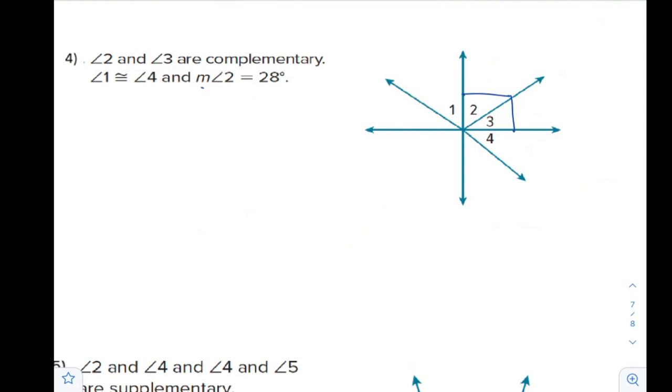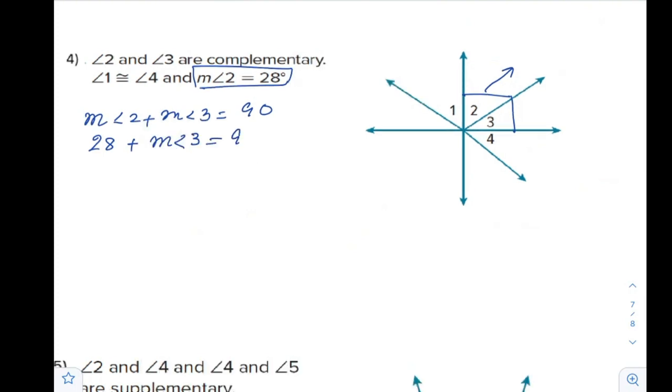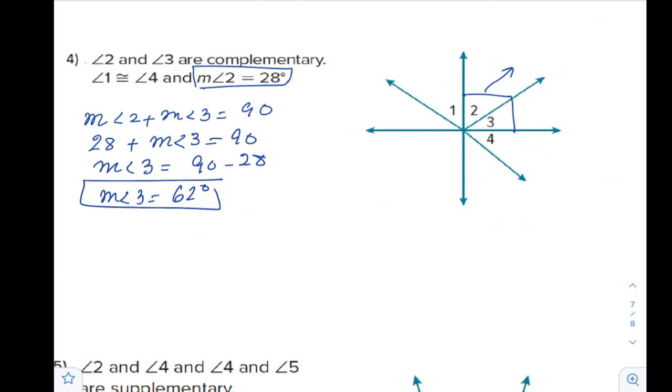And we have one of them. Angle 2 is 28. So before I continue directly, I can say that measure of angle 2 plus measure of angle 3 is 90 degrees. And I can solve directly for angle 3. So I substitute the value of angle 2, and I can find measure of angle 3 by subtracting 90 minus 28, which is 62. Done with one of the angles easily.